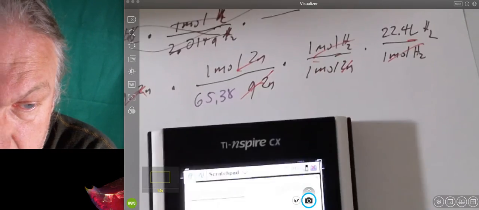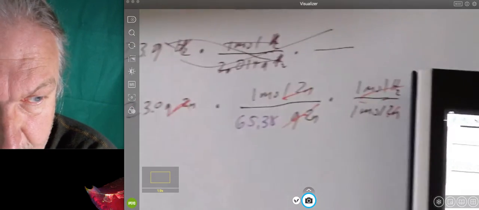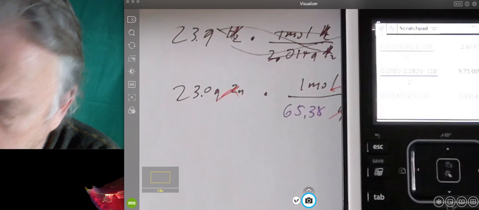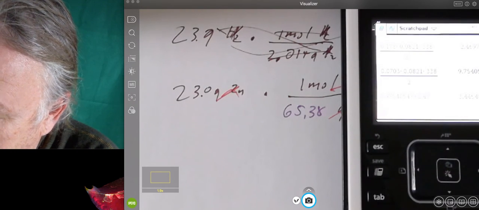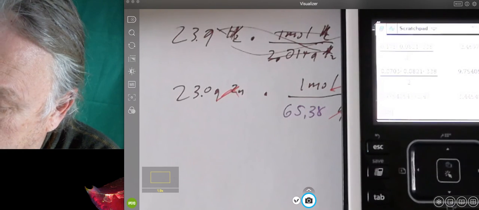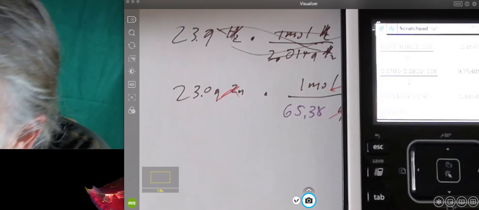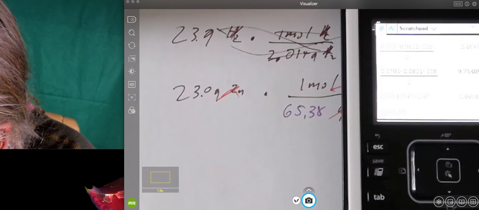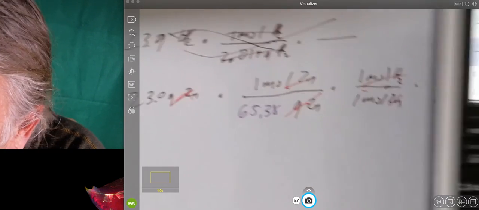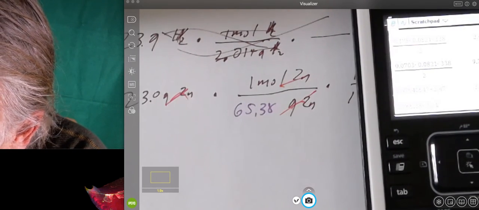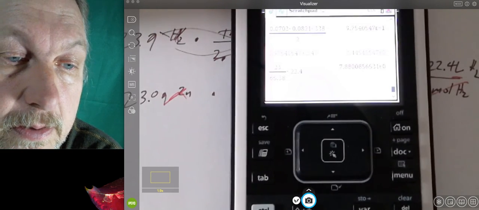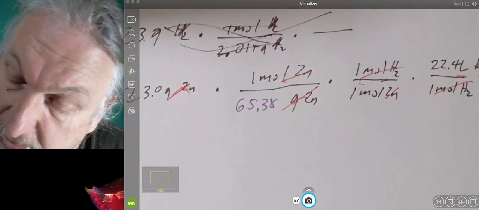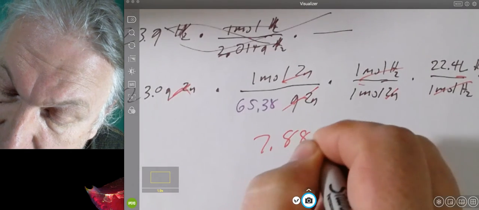I'll hold it where y'all can see, hopefully. I'm going to put in 23 divided by 65.38, times 1 divided by 1, times 22.4. And that gives me how many liters? 7.88 liters of hydrogen gas. And if you look at the problem sheet, that's correct.